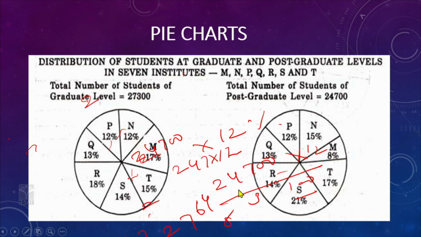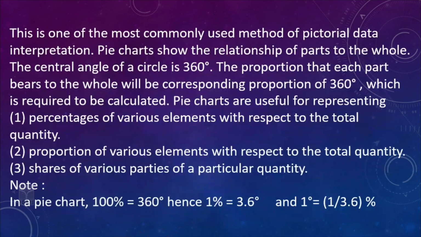So like questions will come, I will explain it later. So this is one of the most commonly used methods of pictorial data interpretation. Pie charts show the relationship of parts to the whole. The central angle of a circle, as you know, is 360 degrees. The proportion that each part bears to the whole will be the corresponding proportion of 360 degrees, which is required to be calculated.